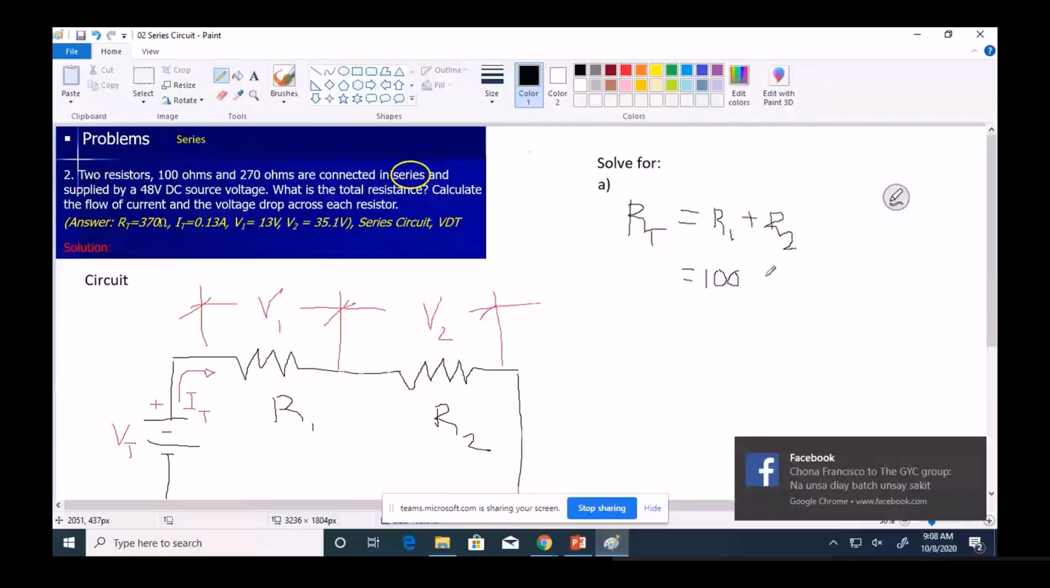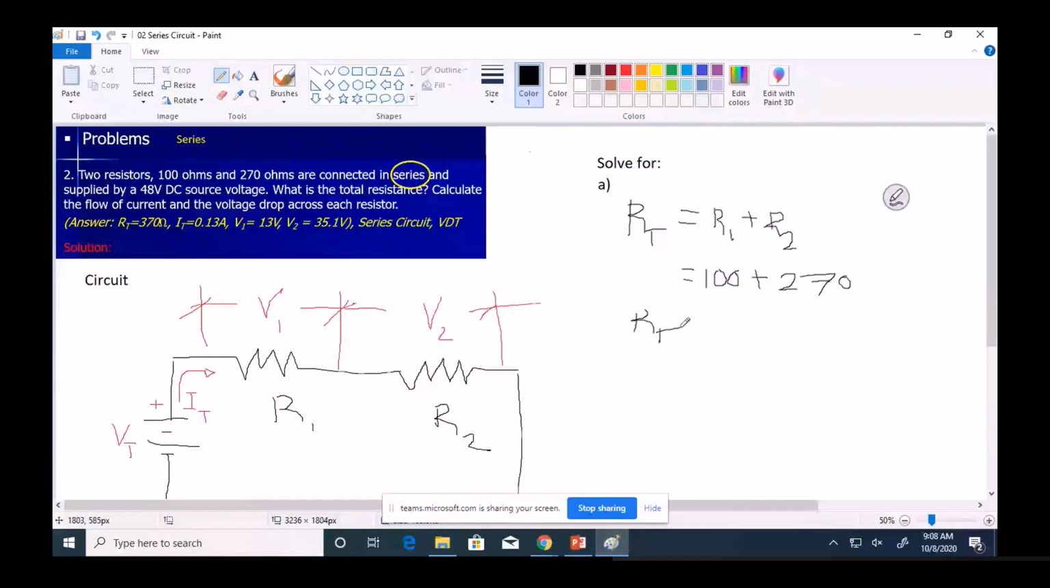What will be our R total equal to? Anybody? Calculator, prepare calculators. 370. Correct. So we got an answer, 370 ohms. That's the one, you see the answer here. We solve for the R total, now we go to B.